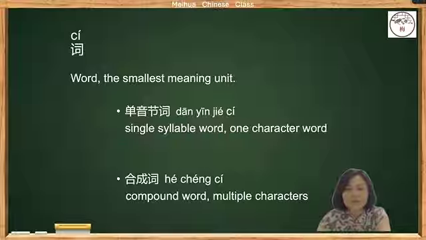So, what are the types of word? We have two types of words. The first type is single syllable word or one character word. We know that every Chinese character is a single syllable, right? It's not the same as English word. You may have one syllable, two syllables, or more than four syllables, like difficulty. It's four syllables. But every Chinese character is one syllable. So we're talking about the type of one single character.